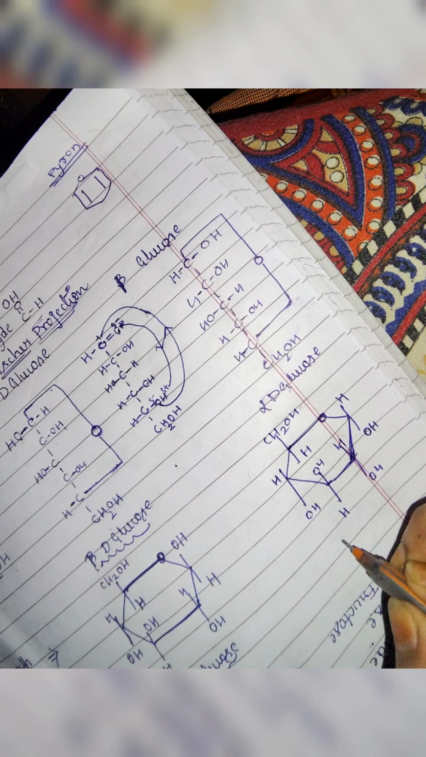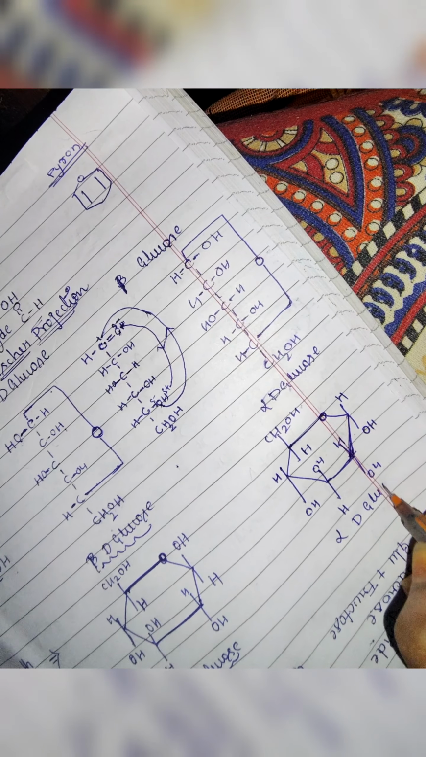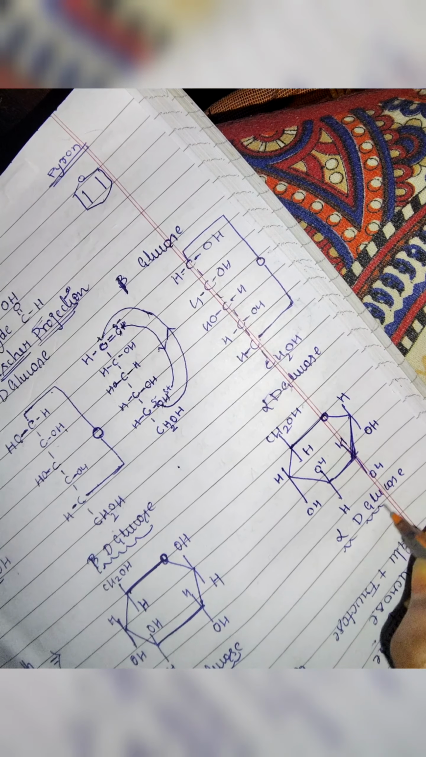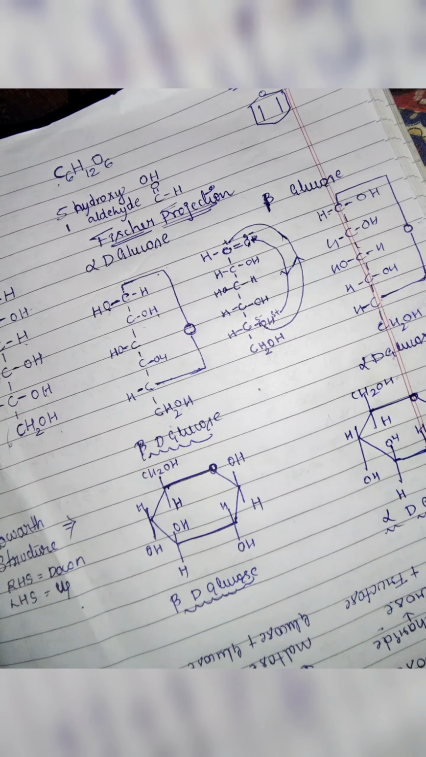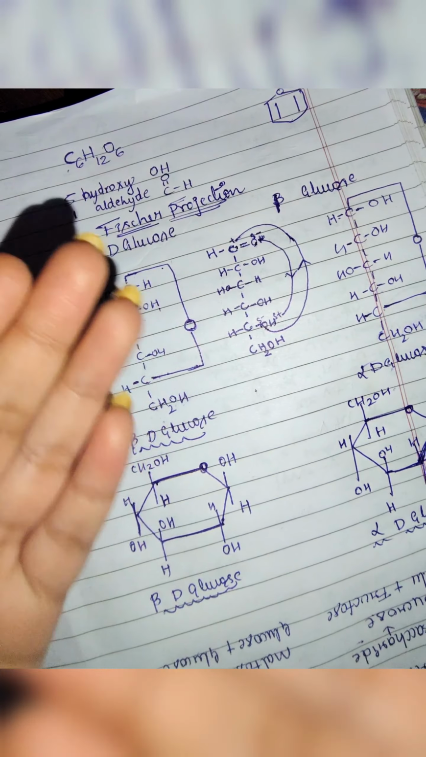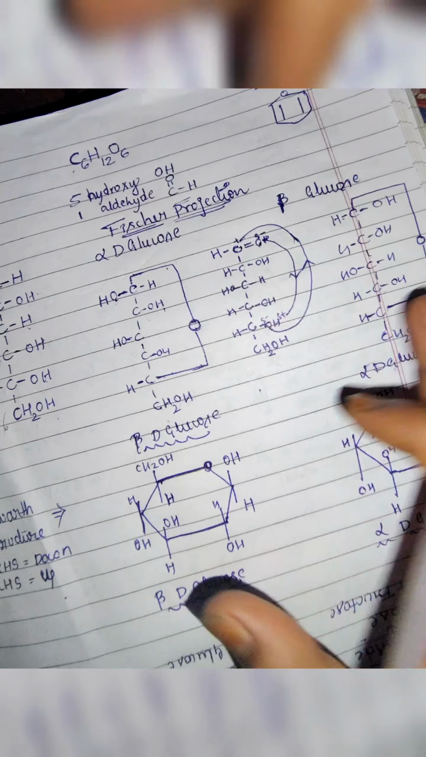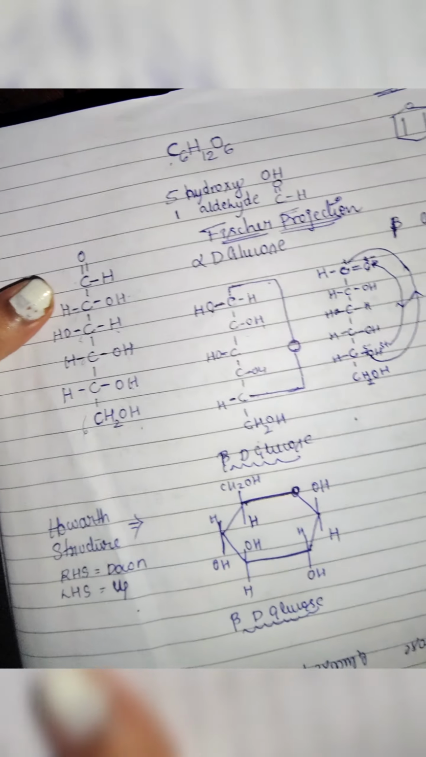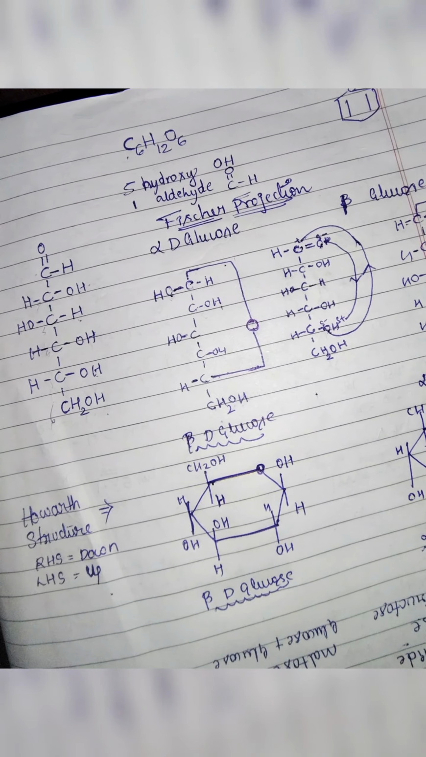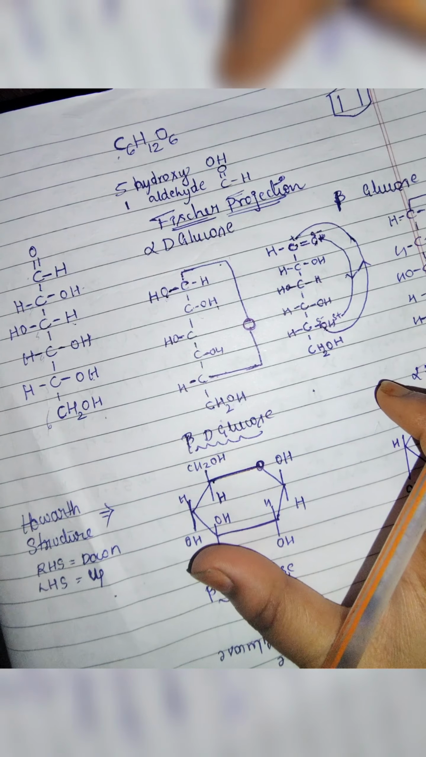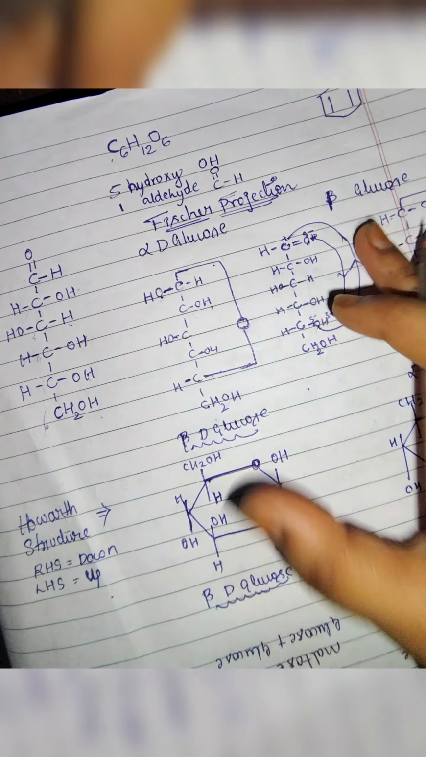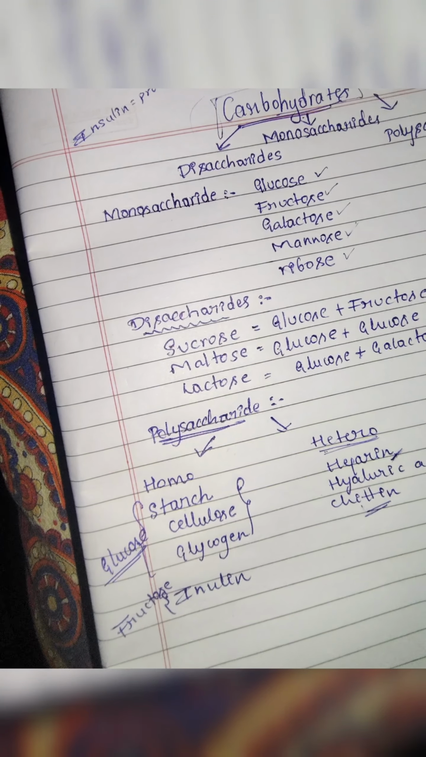So this is the structure of alpha-D-glucose. This is how we wrote it from the Fischer projection. See, I have written everything in one page, not even one page, it's half a page actually. I covered everything in a single page so that you can easily identify which is the Fischer projection, which is the Haworth structure, and how to write the Haworth structure from the Fischer projection.